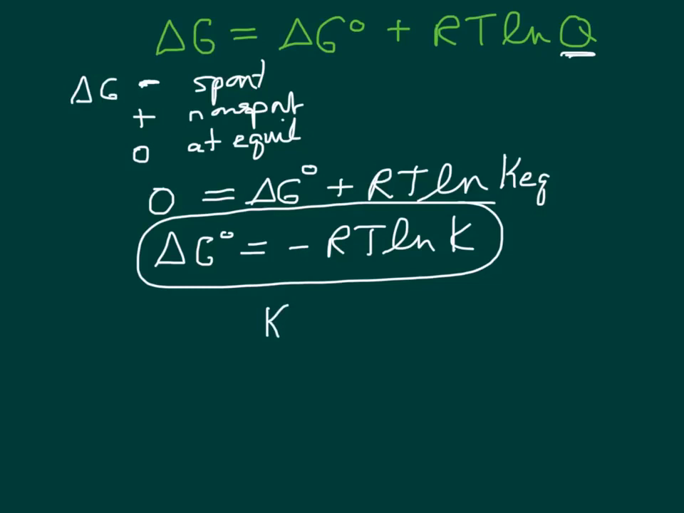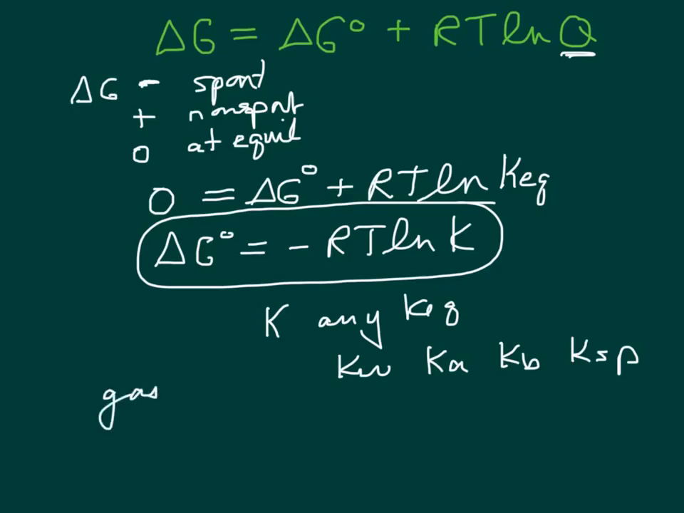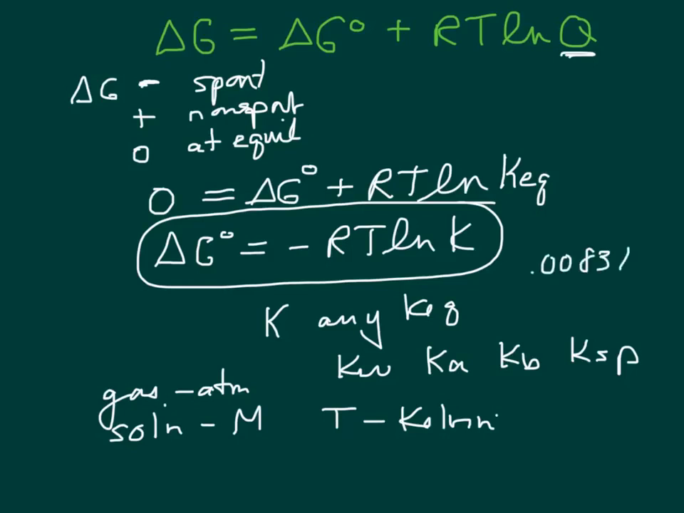And K can be any KEQ. So what are some of the KEQs we have? It can be KW, it could be KA, it could be KB, it could be KSP, it can be any K at all. When you're plugging in for K, make sure your gases are in atm, just like before. Make sure your solutions are in molarity, and make sure your temperature is in Kelvin. And again, make sure your R is 0.00831 kilojoules per mole Kelvin.